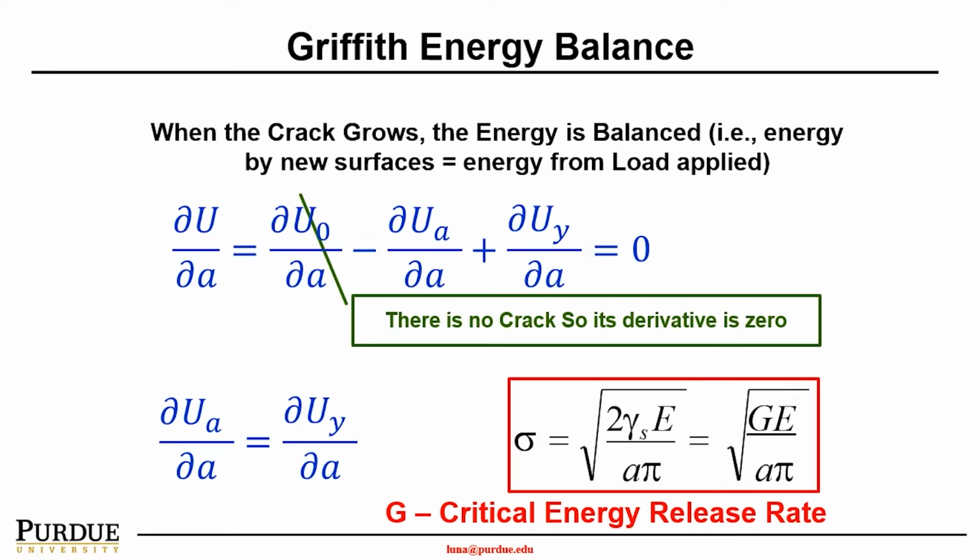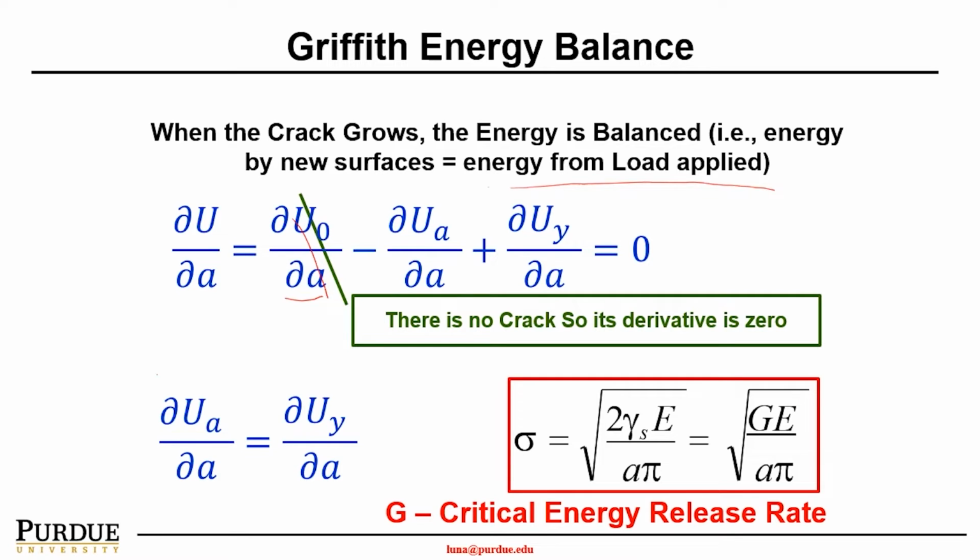When the crack grows, the energy is balanced, right? The energy created by the new surface should be equal to the energy from the applied load. If we apply the derivative over the crack size, since this is an uncracked elastic area, there is no derivative, so it would be 0. So the derivative of U_A over the crack size a equals the derivative of U_Y over a.